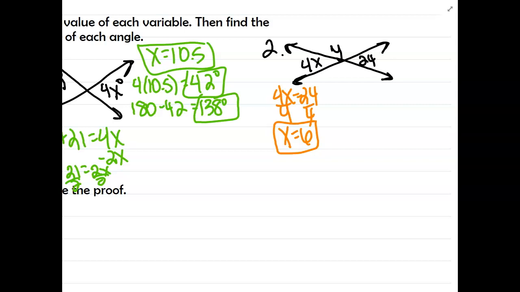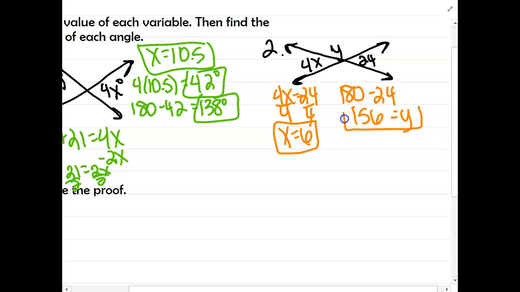Right, this is a linear pair, right? So to find out what y is, we're going to take 180 minus 24, and we would get 156, which is going to be your value for y. So you found your x, you found your y.